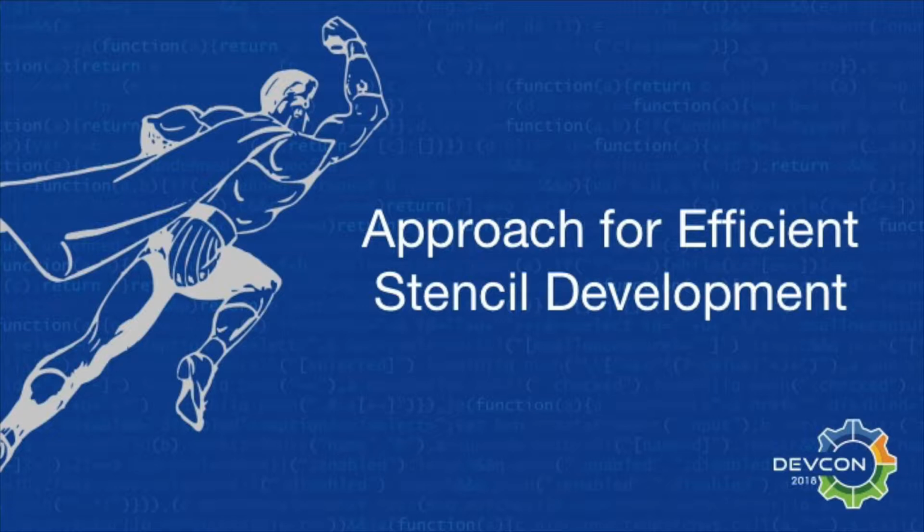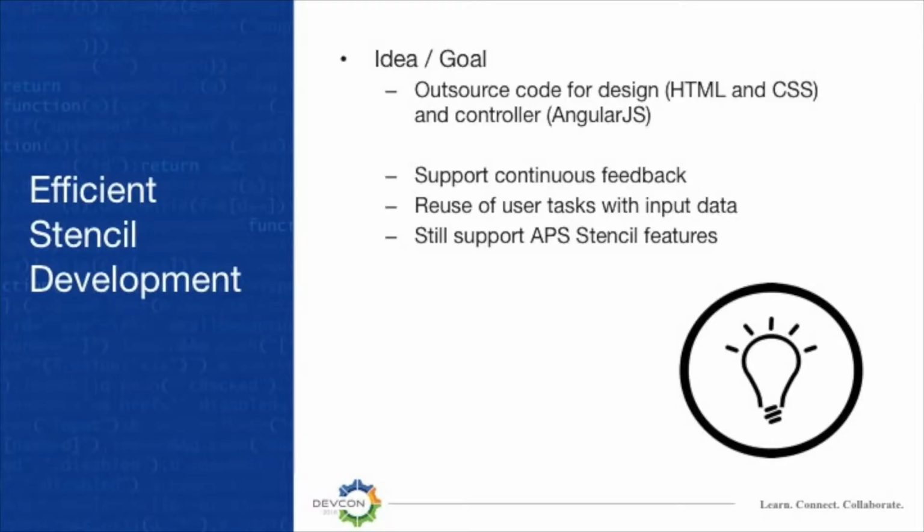So what does this mean? The basic idea of this approach, which I present you now, is to outsource the code for the design and the controller into external files. Nothing special, okay? Instead of writing the code in the APS stencil editor, we want to bring APS to use the code inside these external files. This is step one. And the goal is to support continuous feedback.